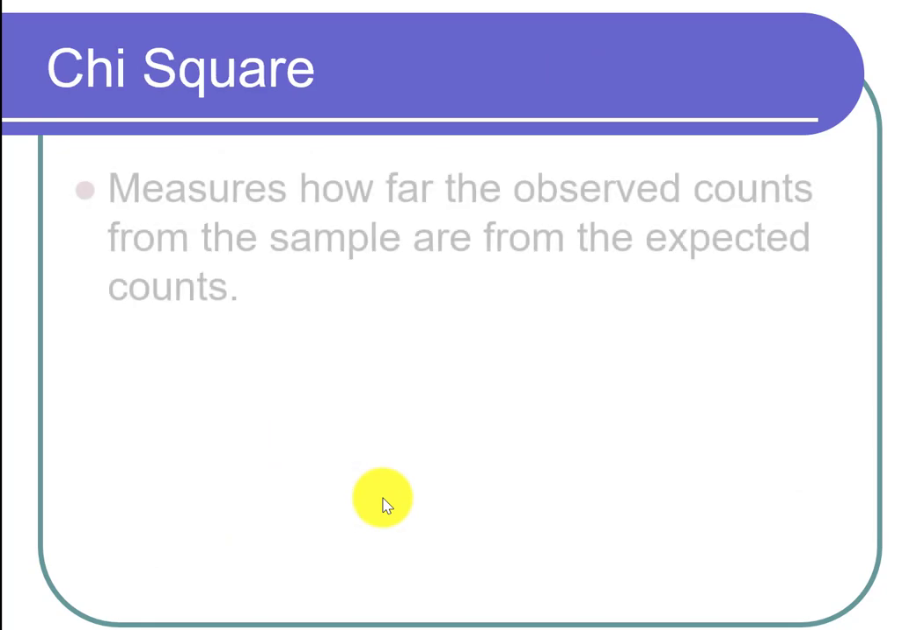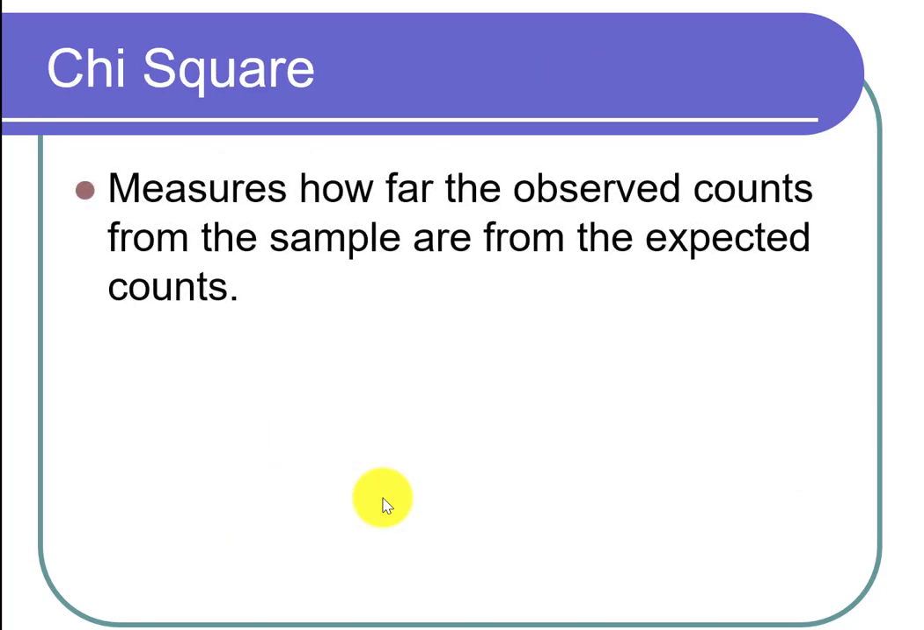So now let's take a look at what chi-squared is all about. It measures how far the observed counts from the sample are from the expected counts. Since we're counting how many people said this and how many people said that and how many people said the other thing, the survey question will usually be qualitative. And this is really the first time we've been able to figure out how to do a hypothesis test for qualitative data.